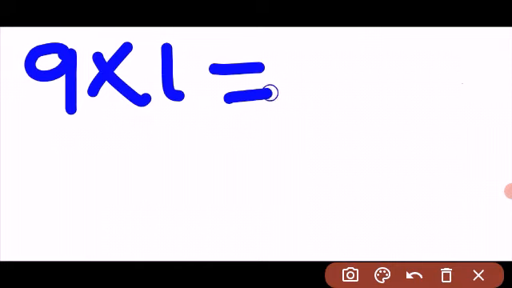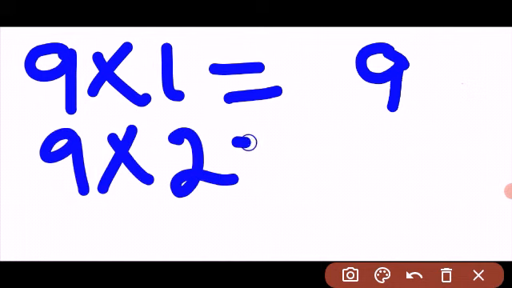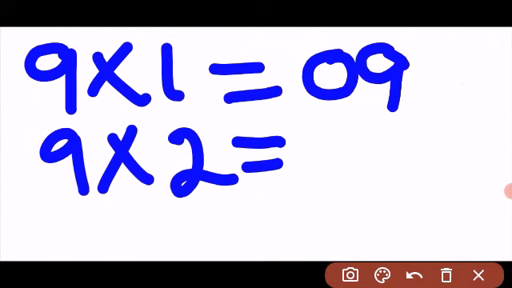I won't start with 9 times 0. I will start with 9 times 1. 9 times 1 is equal to 9. Okay? 9 times 2 is equal to, let's say 0 is here. 0 before 9 is 9, because 0 before a number is nothing. It is when it is after a number here that it becomes something. So let's clean it. 0 before a number means what? Nothing. So 0, 9 is also 9.